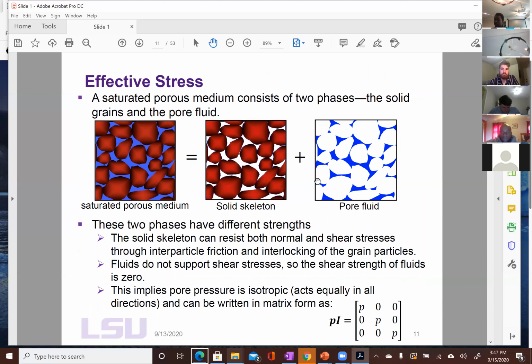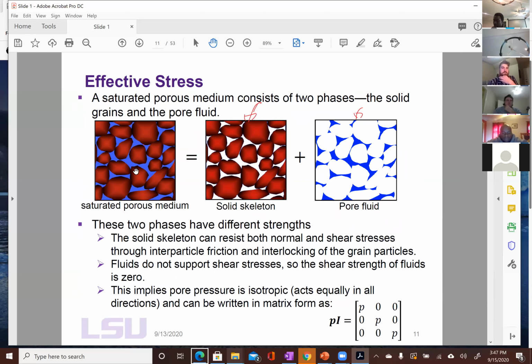Effective stress, I explained this already. This is your saturated porous medium. Saturated meaning it's filled by the fluid, reservoir fluid. If you take out the grains from the saturated porous medium, what you're left with is the fluid. If you take out the fluid, what you're left with is the solid skeleton. And the skeleton is not to be confused with the grains. The skeleton contains the pore structure. It just has been drained of the fluid. So we'll later talk about that. I don't want to get ahead of myself because it's on the next couple slides.